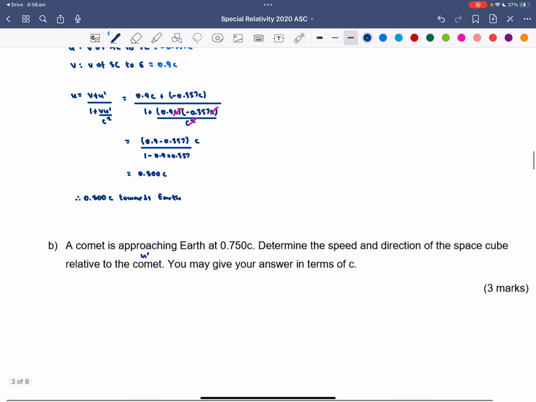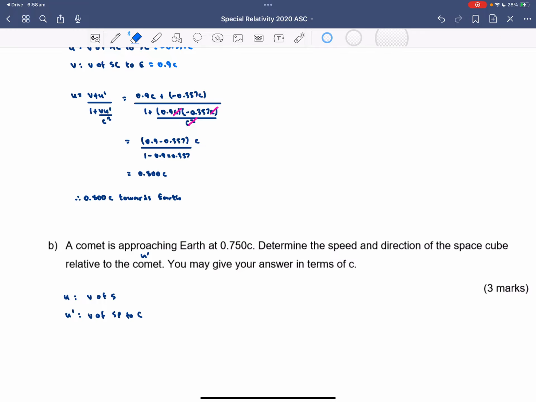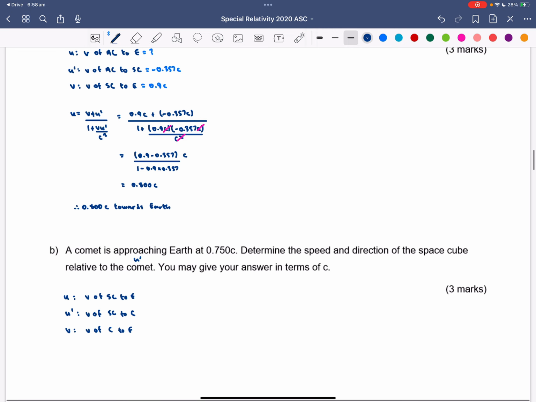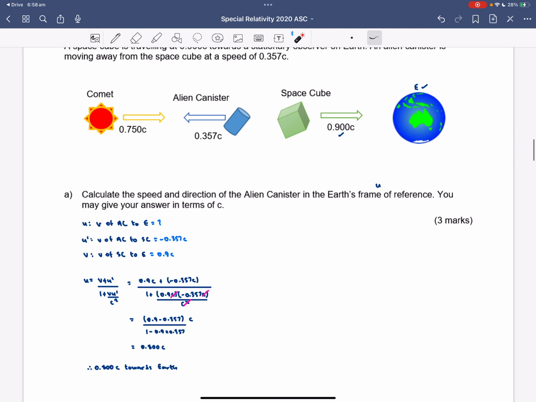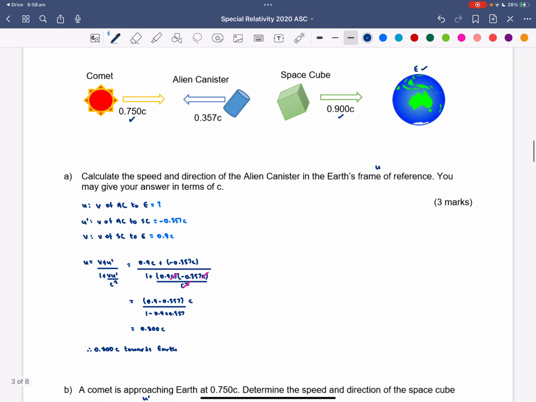Alrighty, so in this case, what does u dash stand for? u dash is the velocity of the space cube according to the comet. u is the same object, the velocity of the space cube, but relative to the Earth-based observer. And v, it's a different letter, so it's the velocity of the other moving object, which is the comet, according to Earth. Do we have the velocity? Yes. A comet is approaching the Earth at 0.75 c. So this is, again, with respect to the Earth. I put a little tick next to it.